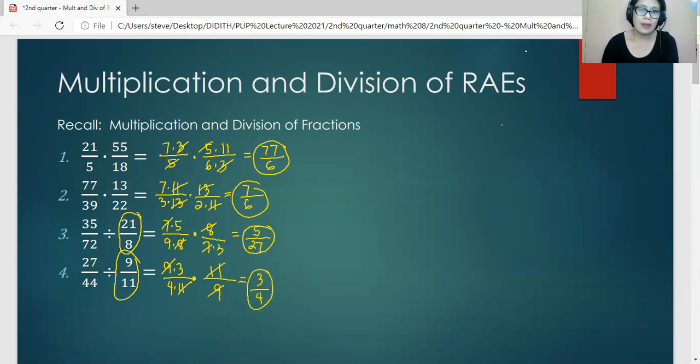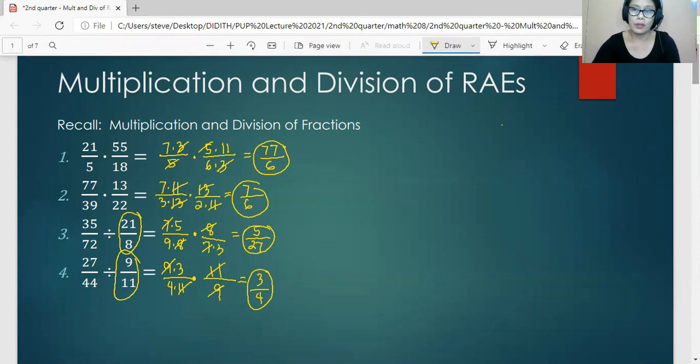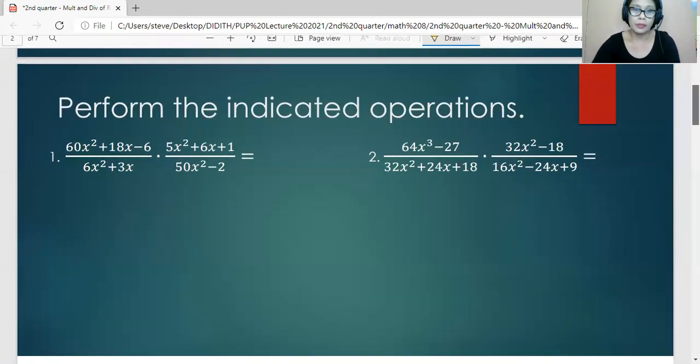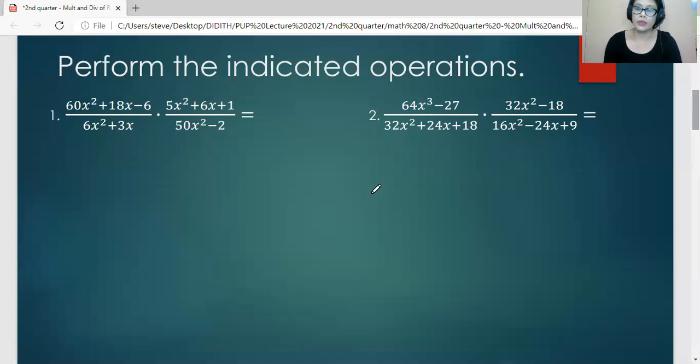So class, we use exactly the same procedure as what we did in the multiplication and division of fractions in the multiplication and division of rational algebraic expressions. The first thing that we're going to do is to rewrite each given in factored form, meaning we're going to write the factors of each expression.